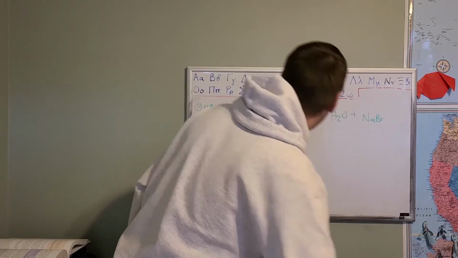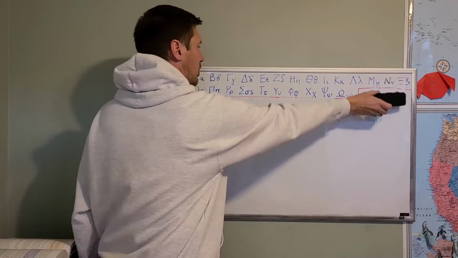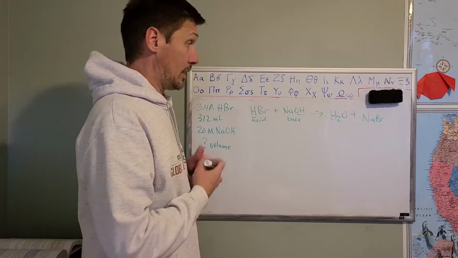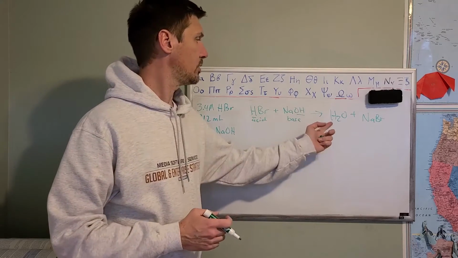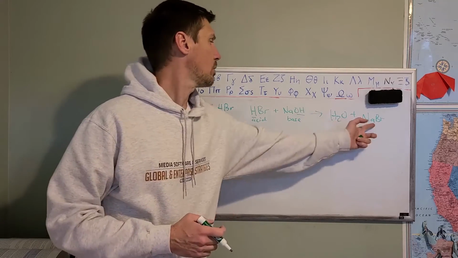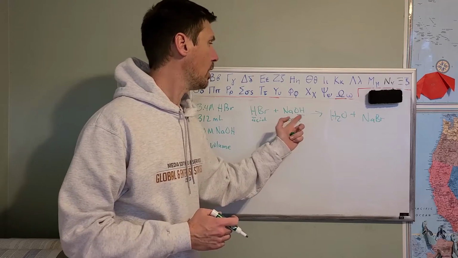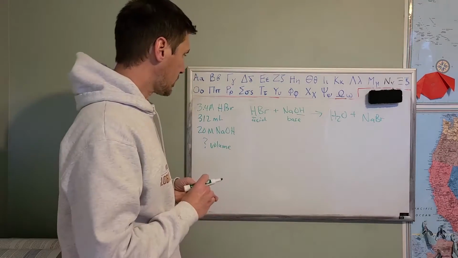So the only other thing we have to do now is make sure our equation is balanced. And as it turns out, this one is. We don't have to do any further balancing. We've got 2 H's on this side, 2 H's here, 1 Br, 1 Br, 1 Na, 1 Na, and 1 O, and 1 O. So we're already balanced.